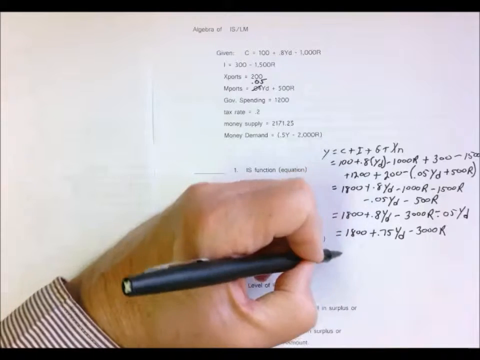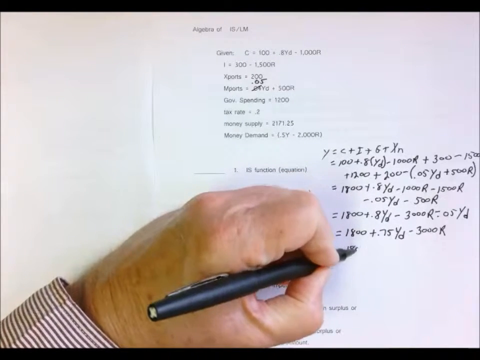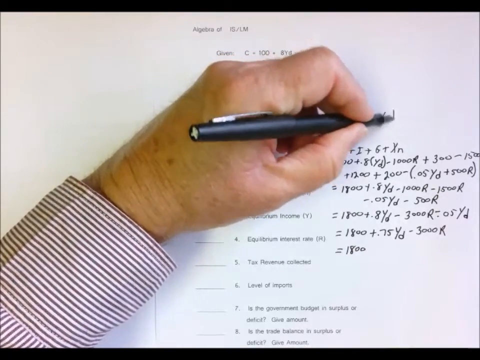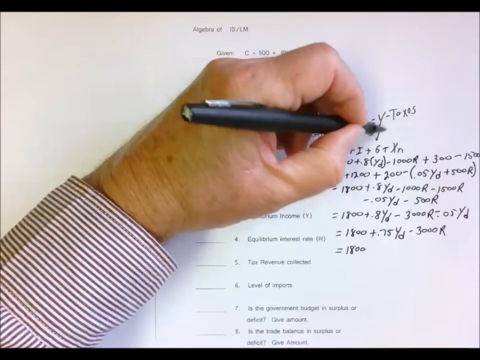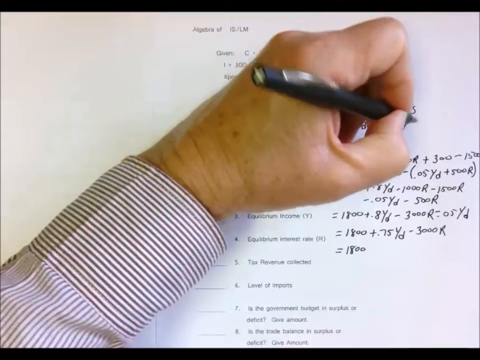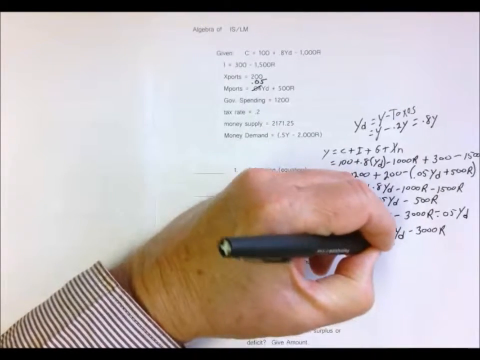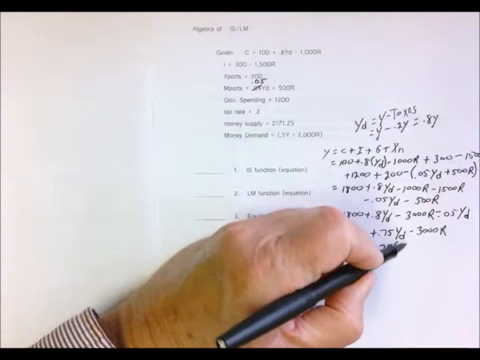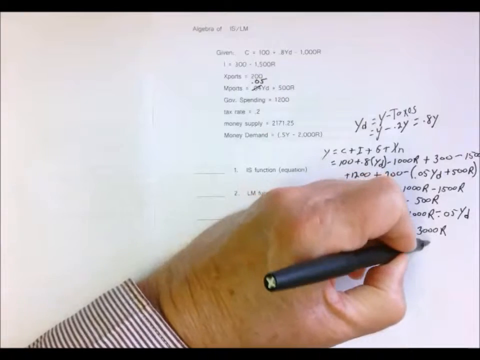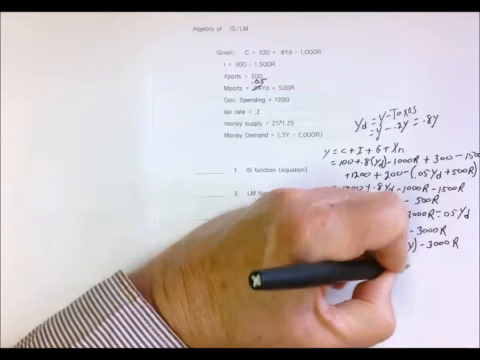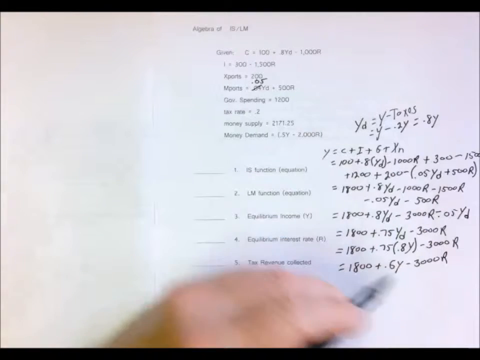Now let's go ahead and deal with that YD. You might remember that YD, disposable income, is your gross income minus your taxes. Here, let's work it over here. So YD equals Y minus taxes. And in this case, taxes are 20% of your income. So YD would be 1Y minus 0.2Y, or 0.8Y. So YD is 0.8Y. I'm going to substitute that here. So I have 0.75 times YD, but I know that YD is 0.8Y, minus 3000 R. Now 0.75 times 0.8 leaves me with 0.6Y minus 3000 R.